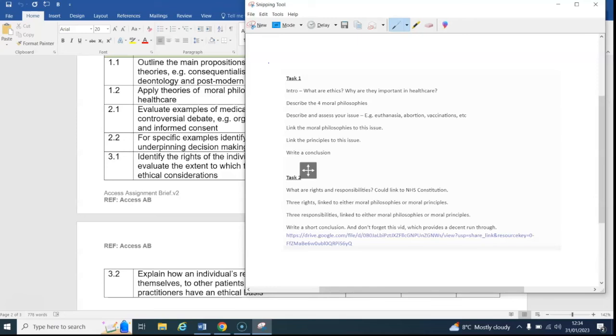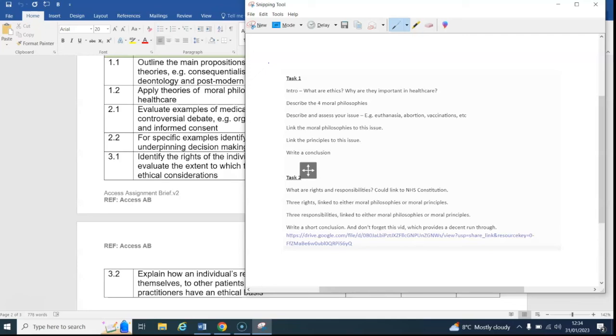So your conclusion could be, this issue isn't going away, ethics is not going away, it's only going to change in terms of how we see ethics. There are lots of issues now that didn't exist in the past. Even things like IVF is a really, really new issue that's only existed for the last 45 years or so.